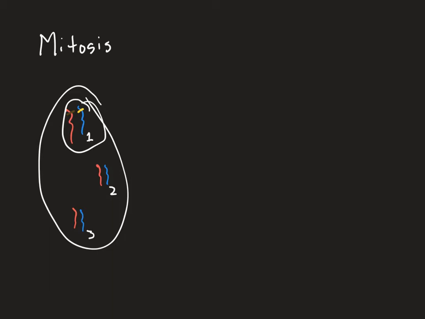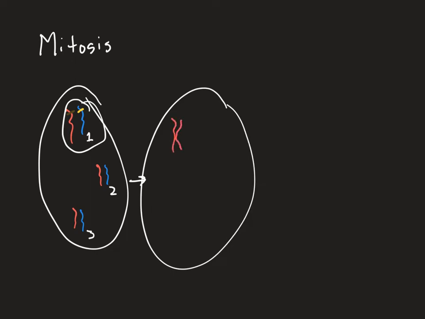Okay, let's move forward and let's look at the same cell after DNA replication. We'll still have 6 chromosomes in total. They've just become replicated, so now each chromosome is made up of 2 sister chromatids.